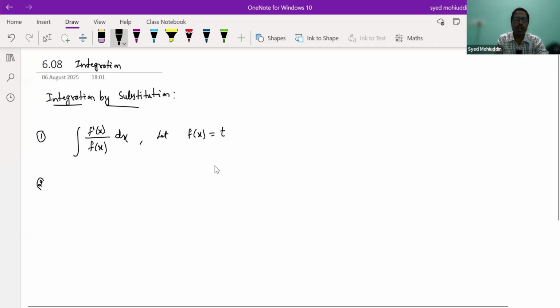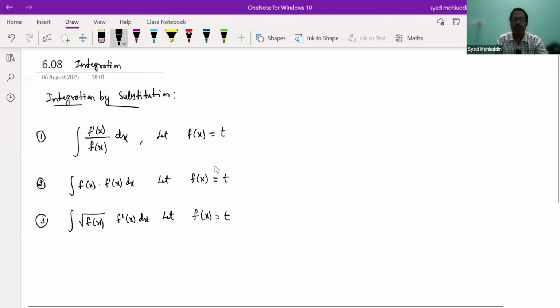The second possibility is that you have a function and along with its derivative you have times dx. In this case also, you are going to make the substitution: let f of x equal t. Or even the other possibility is that the function can be in the form of root of f of x and its derivative is there, f dash of x into dx. Even in that case, we take f of x to be equal to t. There are different ways. I've just shown you three ways in which you can make this substitution.